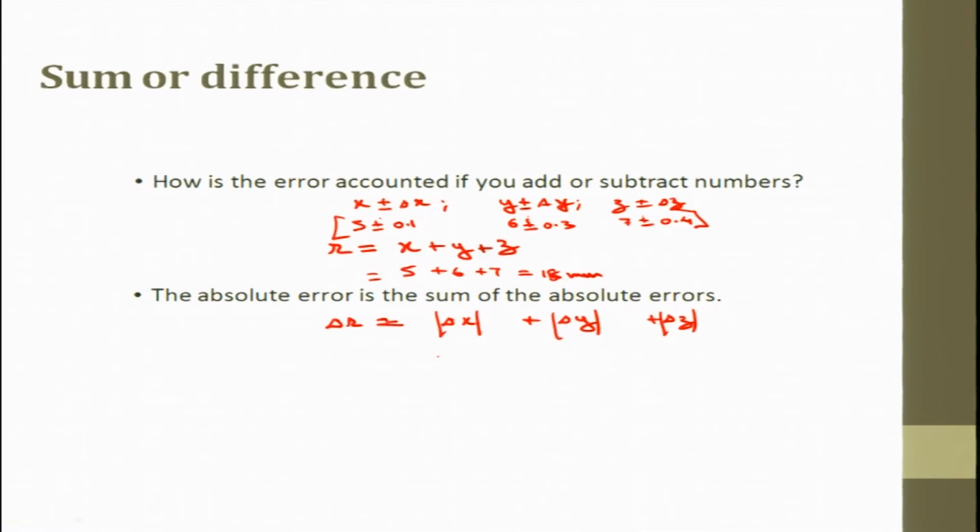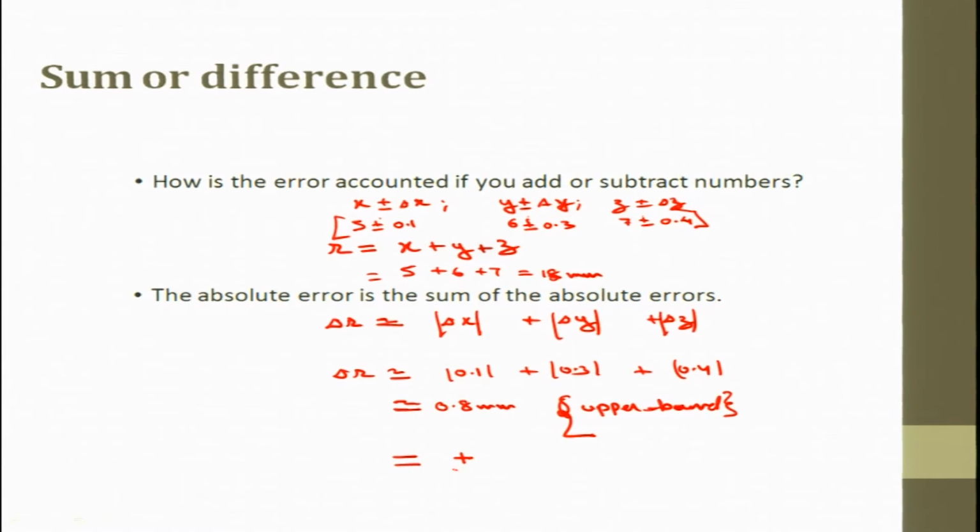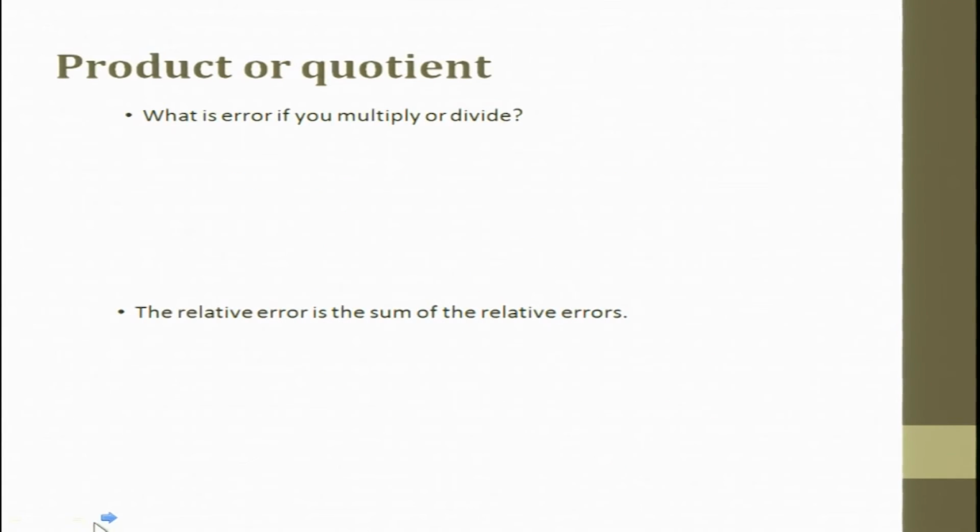So what can be the maximum error? Maximum error here would be 0.1 plus 0.3 plus 0.4, which is equal to 0.8 mm. Please remember, this is an upper bound. So this is delta R. If I need to make it more clear, I can put it as equal to plus minus 0.8 mm.